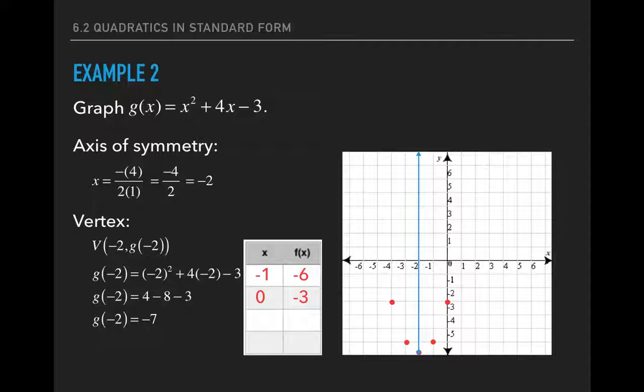And it looks like we can do a little bit more. We can go over 1 and then up 5. 1, 2, 3, 4, 5. So that's going to be 1, 2. Plot that point and reflect it on the other side. And now we have a nice parabolic shape. And you could take your pencil and connect those real nicely so that you have a nice parabola.